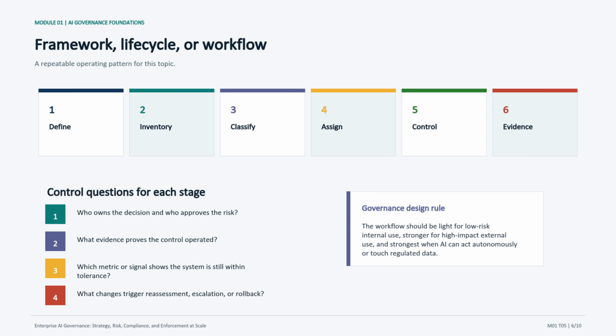At each stage, I want the class to ask four questions. Who owns the decision? What evidence proves the control operated? What signal shows the system is still within tolerance? And what change would trigger reassessment?